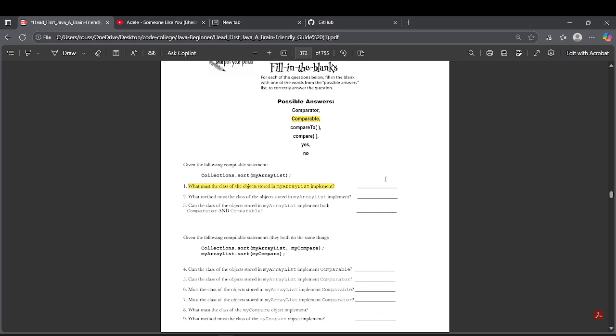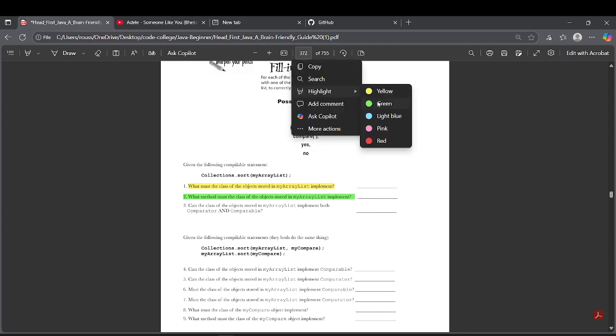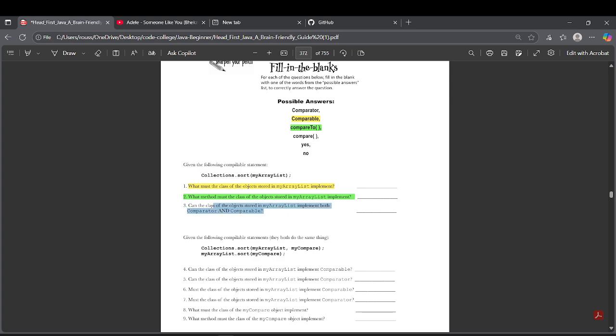Next question. What method must the class of the object stored in my array list implement? Okay, so now it's asking for the method. Just highlight the screen. A method over here. So we obviously have compareTo, which is a method over here. Obviously, this is comparable, so it should be compareTo. Highlight that in green. Okay, next question.